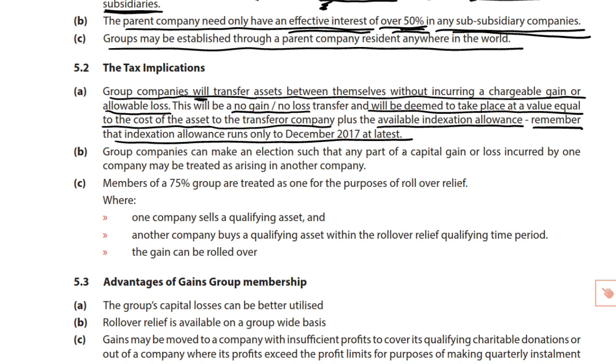But if we're dealing with an asset that was acquired pre-December 17, that is now transferred within the group post-December 17, the no gain, no loss transfer value, the value at which we transfer it from 1, the transferor company, to 2, the transferee company, will be the cost or costs to the transferor company plus any indexation allowance available on those costs, and indexation is only available up to December 2017. Right, let's have a little look at an example to illustrate that.